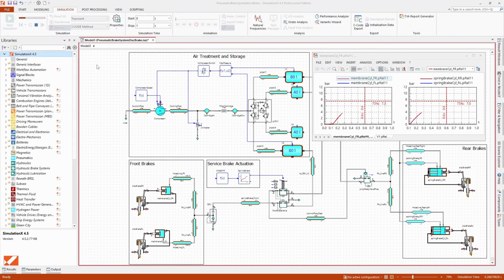The simulation results show the system behavior of a full-stroke service brake application and release. As a result, the response time of each individual brake cylinder can be analyzed.